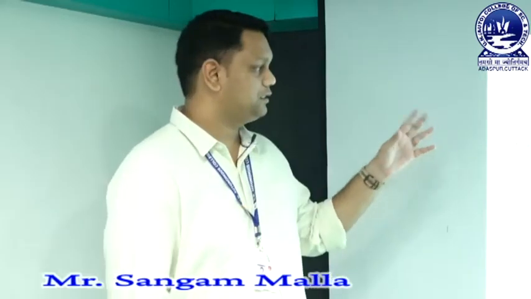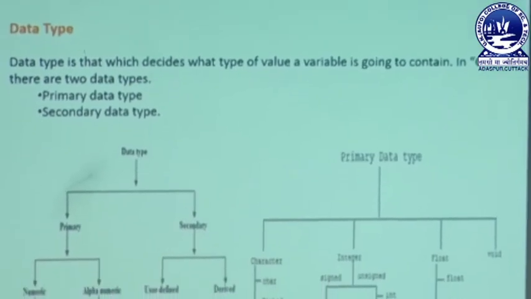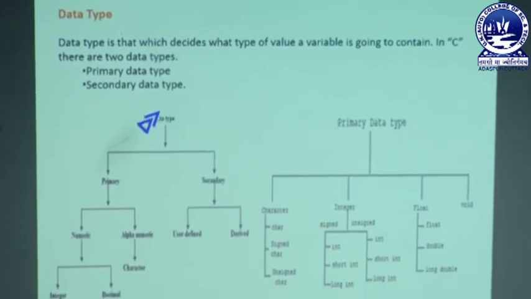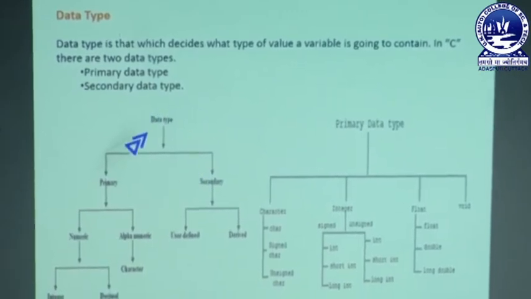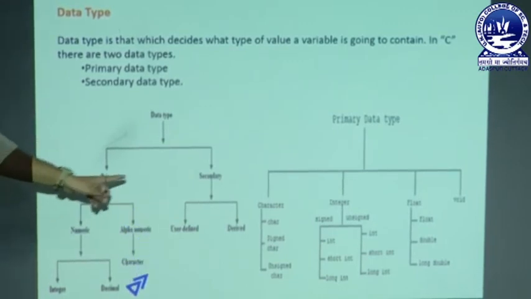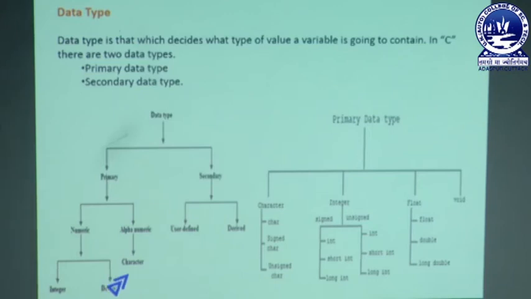So, data type is the thing that decides what type of value a variable is going to contain. In C programming language there are two kinds of data types. The first one is the primary data type and the next one is the secondary data type. You can clearly see the image here. Data type is divided into primary and secondary. Primary is divided into numeric and alphanumeric. Numeric is divided into integer and decimal. Alphanumeric is categorized as character. Similarly, secondary data type is divided into user defined and derived.